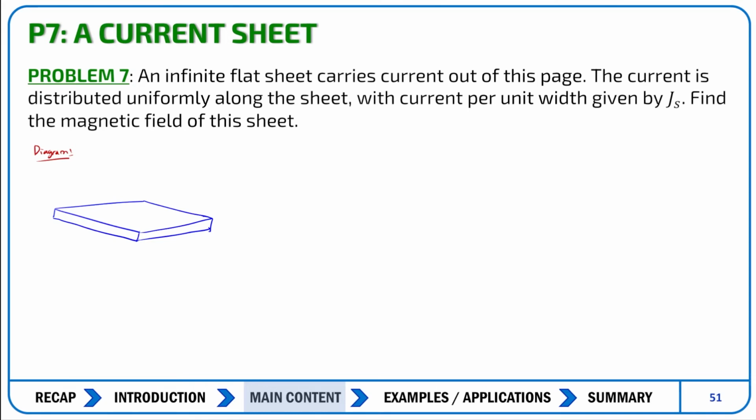We're going to use red for the current. It's going to come out of the sheet towards us. And then we have a magnetic field. So if it's going out, we know that the magnetic field is going to go counterclockwise this way. So that means we have B going this way at the top and B going this way at the bottom.